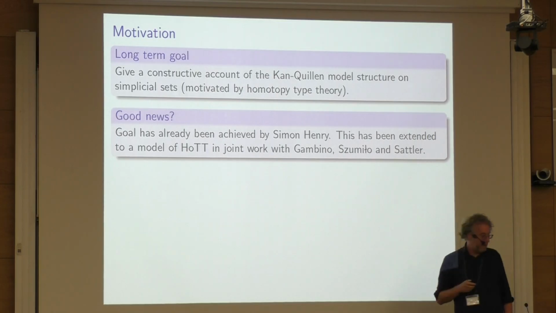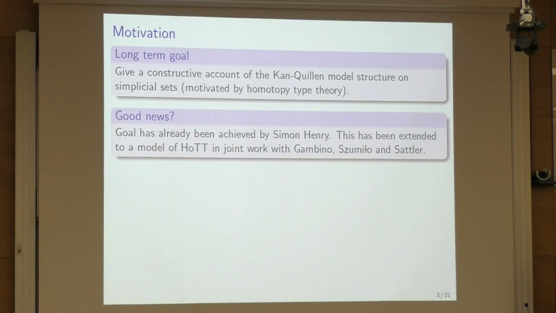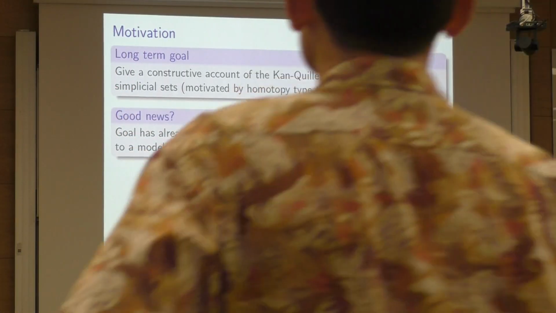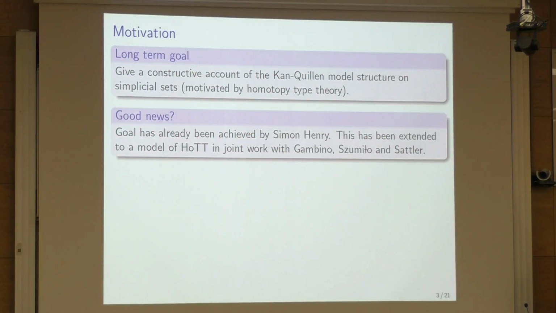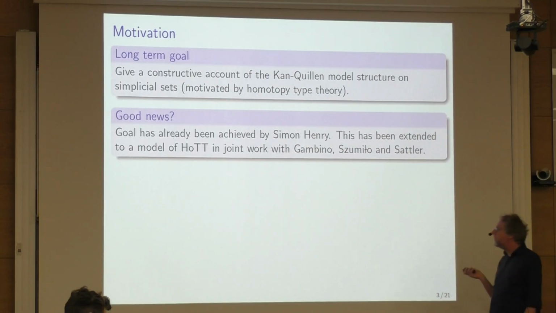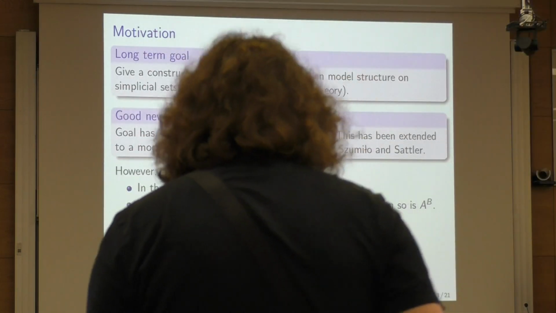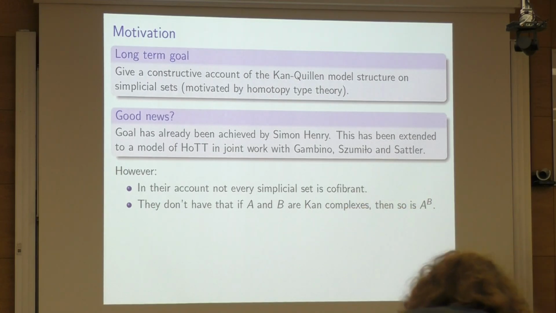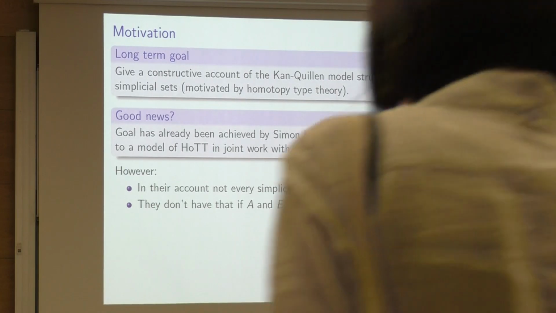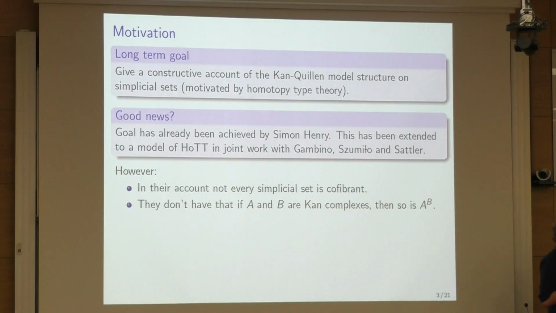Simon Henry, whom some people already referred to earlier, has given a constructive proof of the existence of the quantum-equivalent model structure on simplicial sets. And in joint work with Nicola Gambino, Milo, and Christian Sadler, they have extended this to a model of Hot, maybe a quasi-model of Hot, because indeed there are a few issues. One maybe unsatisfactory aspect of their account is that in their treatment of this model structure, not every simplicial set is going to be cofibrant constructively.